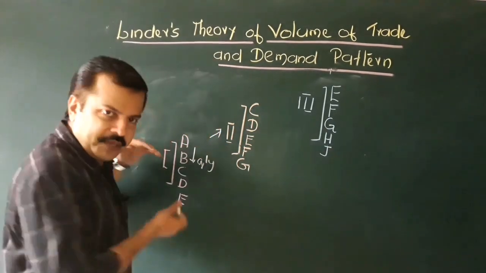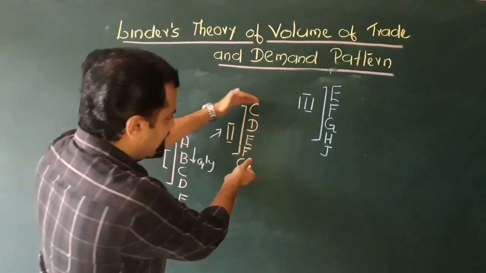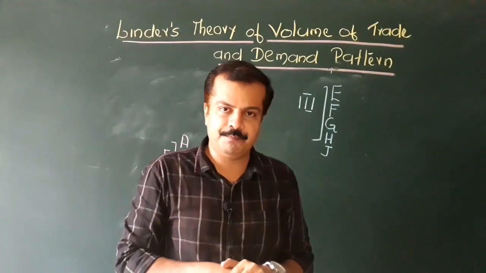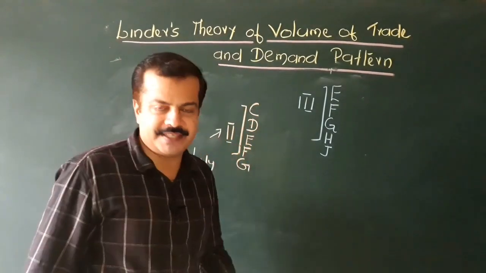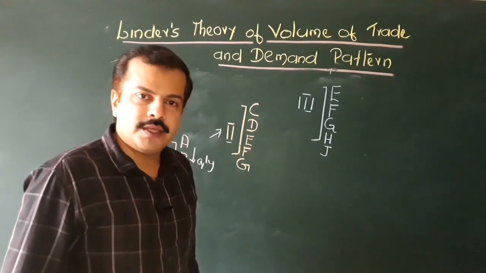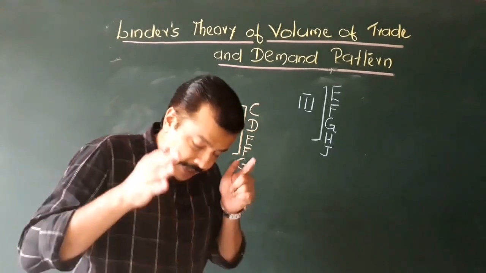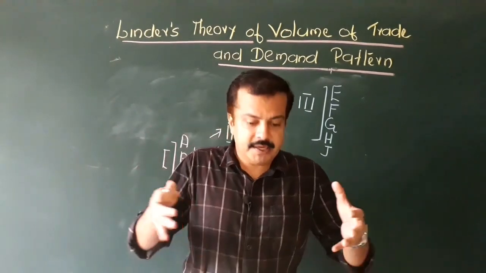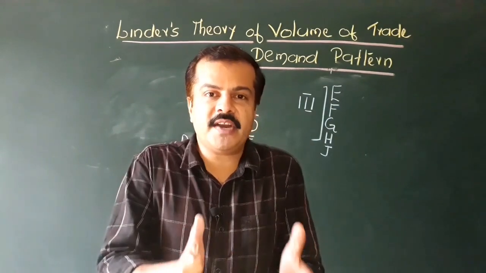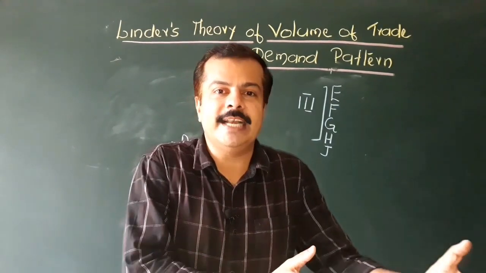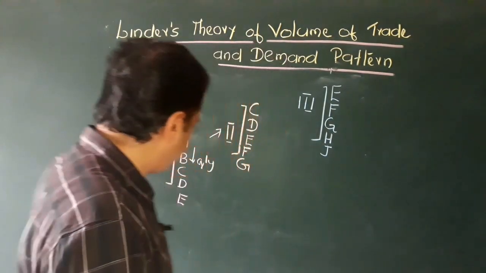So there is domestic production of 5 commodities in country 1 and 5 commodities in country 2 as well. And these commodities are represented with different alphabets. Now, let us explore the possibility of international trade. Linder pointed out that international trade will take place on the basis of preference similarity and overlap in demand. Now, let us explore where the preference similarity lies.